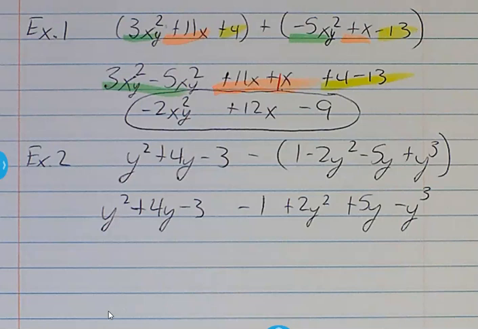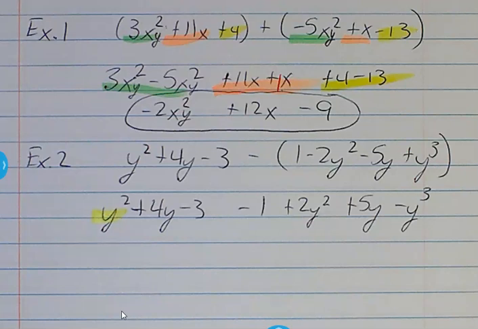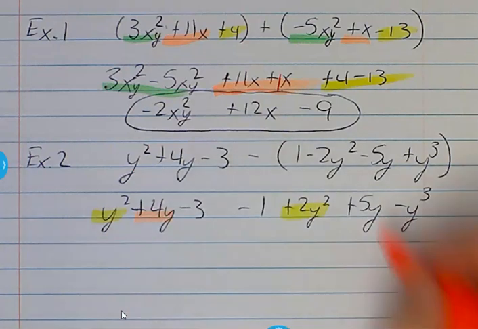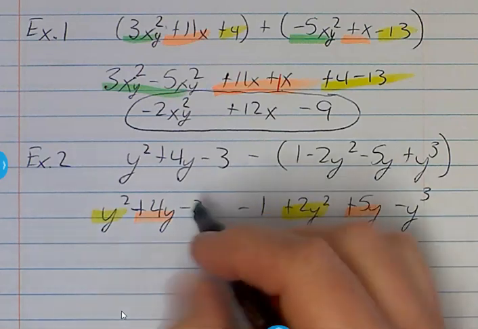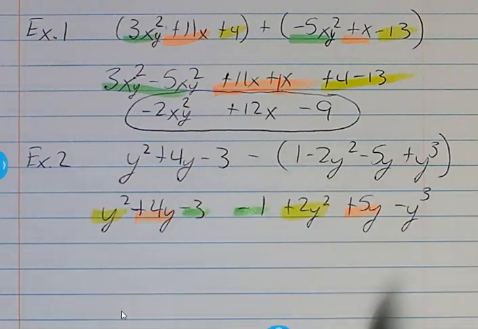Okay, and then once you've changed all the signs out of subtraction, now it basically becomes an addition problem. So now you're looking for everything that's got like terms. You've got a y squared here and a y squared here. You've got a 4y here and a 5y here. And then the other part, and these two are actually kind of gathered here, you've got the -3 and then the -1. The negative y to the third, there's no other power that's there.